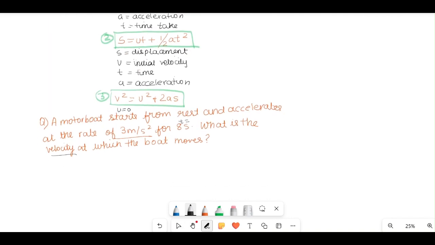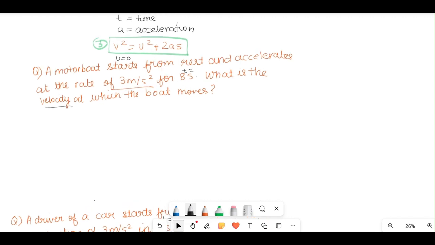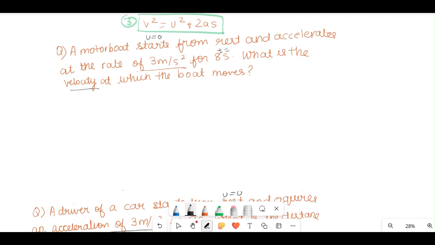Let us now continue solving problems on them so you get a better understanding of how to go about it when you get this type of questions. The first question we have been given is: a motorboat starts from rest and accelerates at a rate of 3 meters per second square for 8 seconds. What is the velocity at which the boat moves?